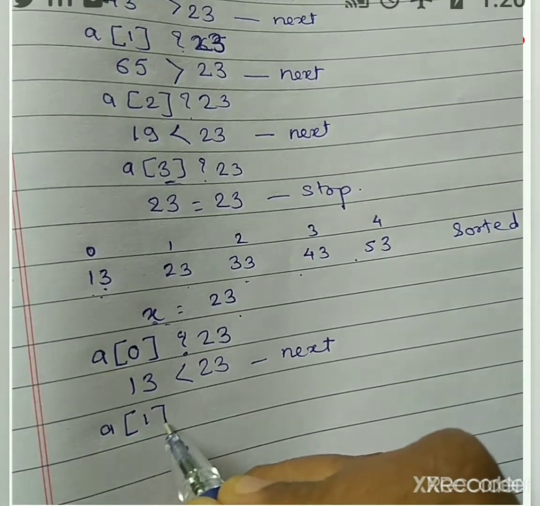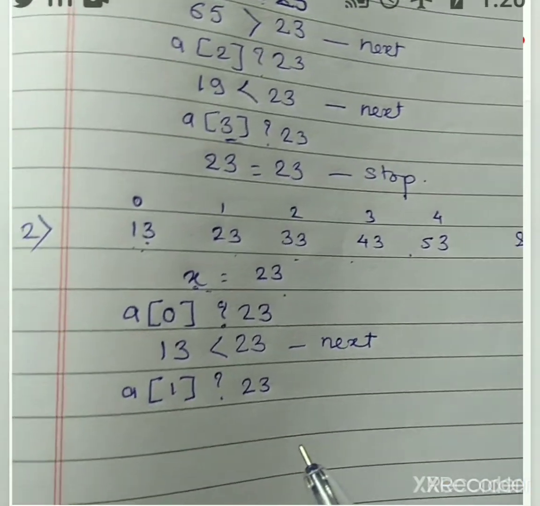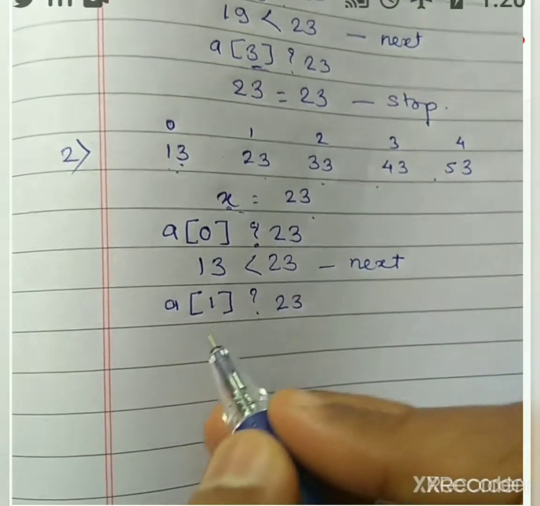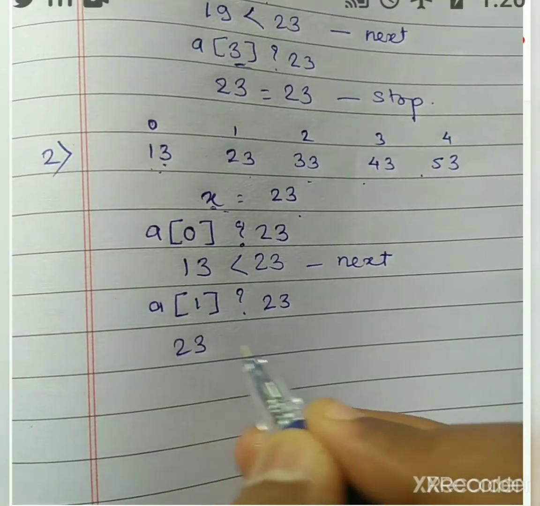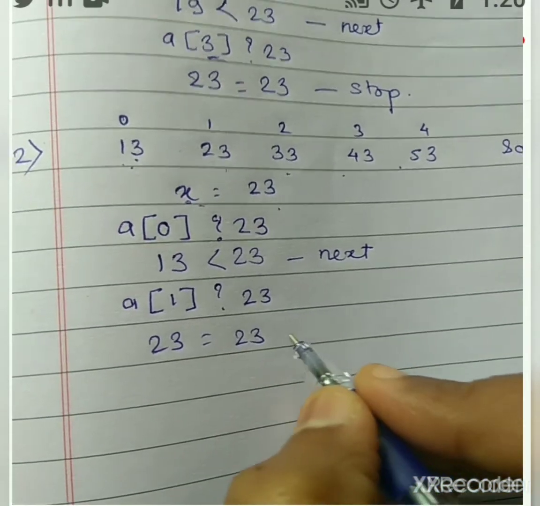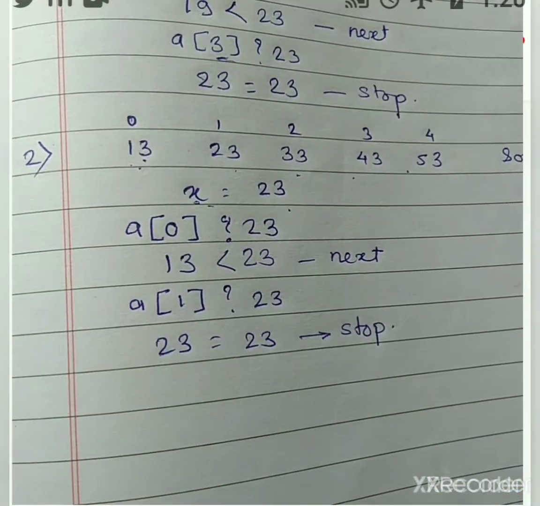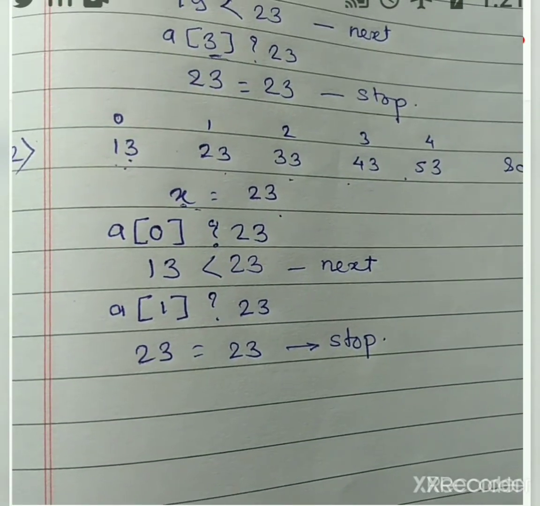So A of 1 is the next position. Again we have to compare the element which is at the first position with the 23. So the element at the first position is 23. When we are comparing 23 with the 23, the search matches, and here we have to directly stop the search because we found the element to be searched at that position.